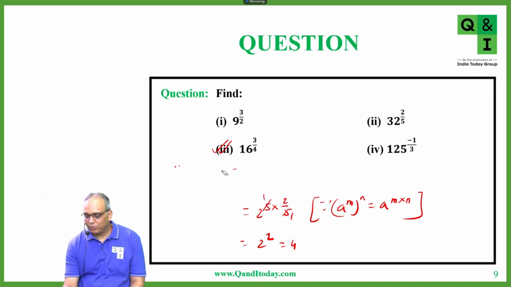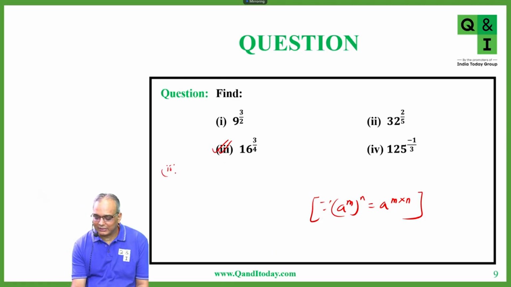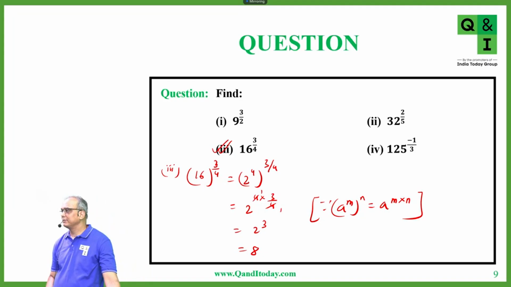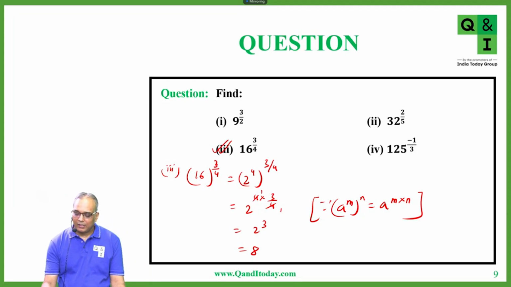So what we do here, we use the same identity. So in this third question, 16 raised to the power 3 by 4. This is 2 to the power 4 raised to the power 3 by 4, which is 2 to the power 4 into 3 by 4. So that is 2 cube, which is equal to 8. Okay. Now fourth one. Please attempt this fourth one.